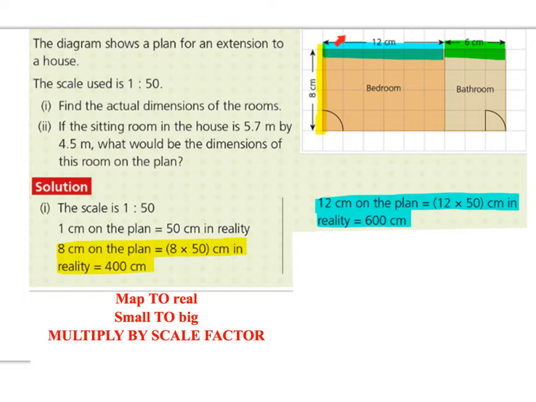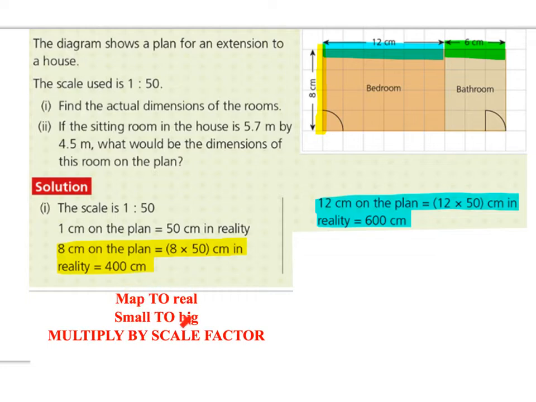Next we have the width of the bedroom, which is 12 centimeters on the map. Again, we're going to multiply by 50. So 12 centimeters on the plan is equal to 12 times 50 centimeters in reality, and 12 times 50 is 600 centimeters. So this blue wall here of the bedroom is actually 600 centimeters in real life. Remember, we're going from the map to real.